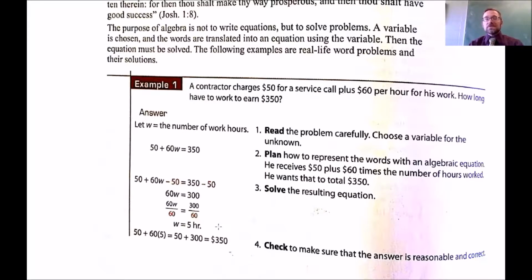Big thing with word problems is you do need to put the units. You can't just put a number. Well, if we were talking about dollars and hours, both in this question, if you just put the number, it's unclear that it's hours instead of dollars.